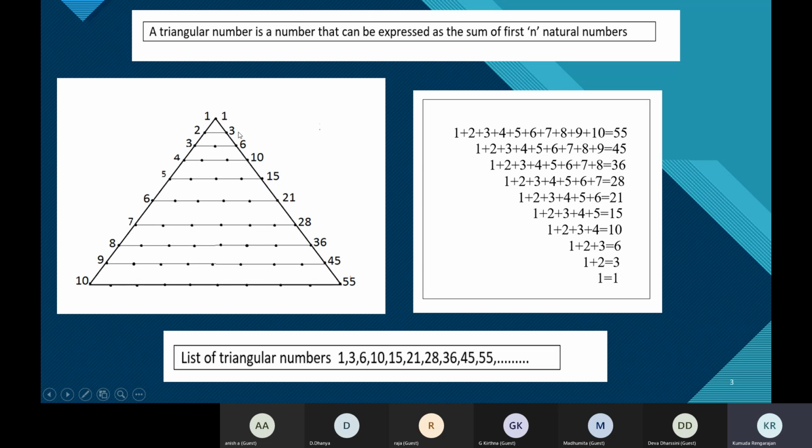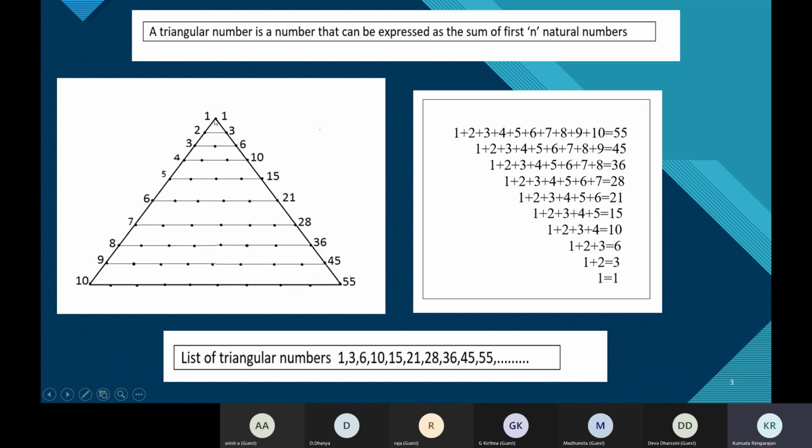Then this is 1 dot, 2 dots, 3 dots. When you take them together, 1 plus 2 plus 3, you can see the triangle here. The 6 dots taken together make a triangle. 1 plus 2 plus 3 is 6. 6 is a triangular number.